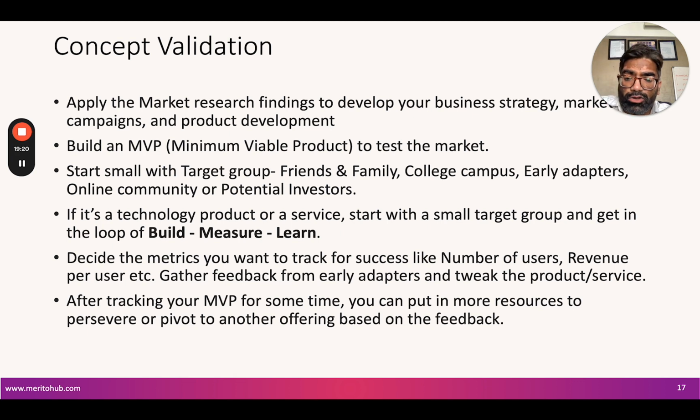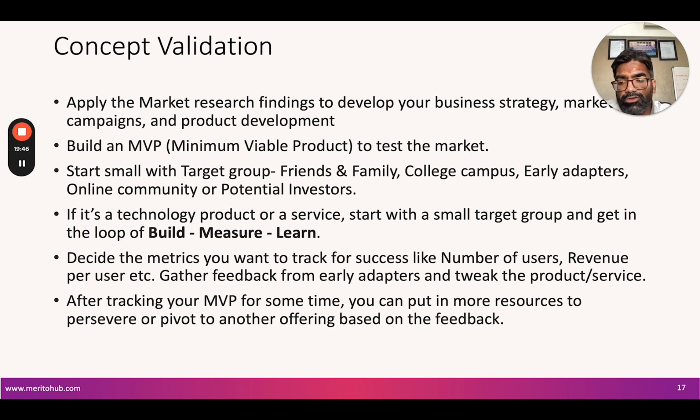If it is a technology product or service, start with a small target group and then go through that loop which we talked about, right? Build, measure, and learn. Decide the metrics you want to track for success. I mean, it is very important you define the success, right? It should not just be that I got very good feedback, but how many users you got, or revenue per user. So gather feedback from early adopters and tweak the product or service accordingly.